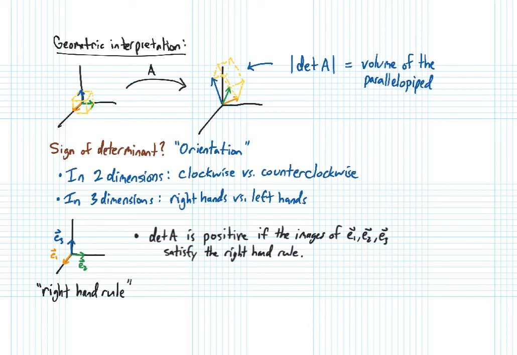And the way to see that is you take your fingers on your right hand and point them in the direction of the orange vector, curl them in the direction of the green vector, and you'll notice that your thumb is pointing away from the blue vector. And so it's not satisfying the right-hand rule. The determinant is negative. All right, I'll finish this lecture with a couple of important facts about the determinant.